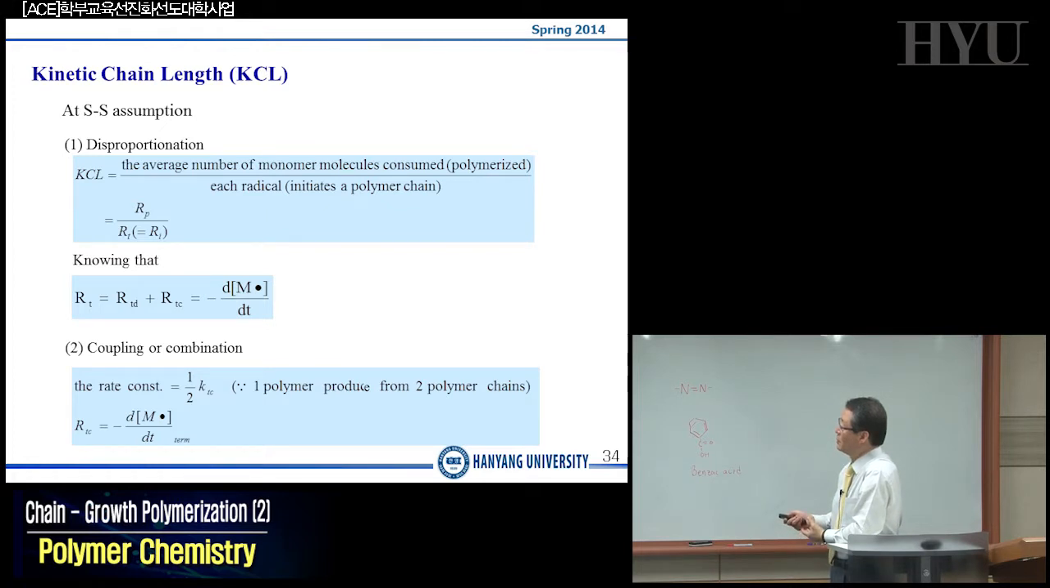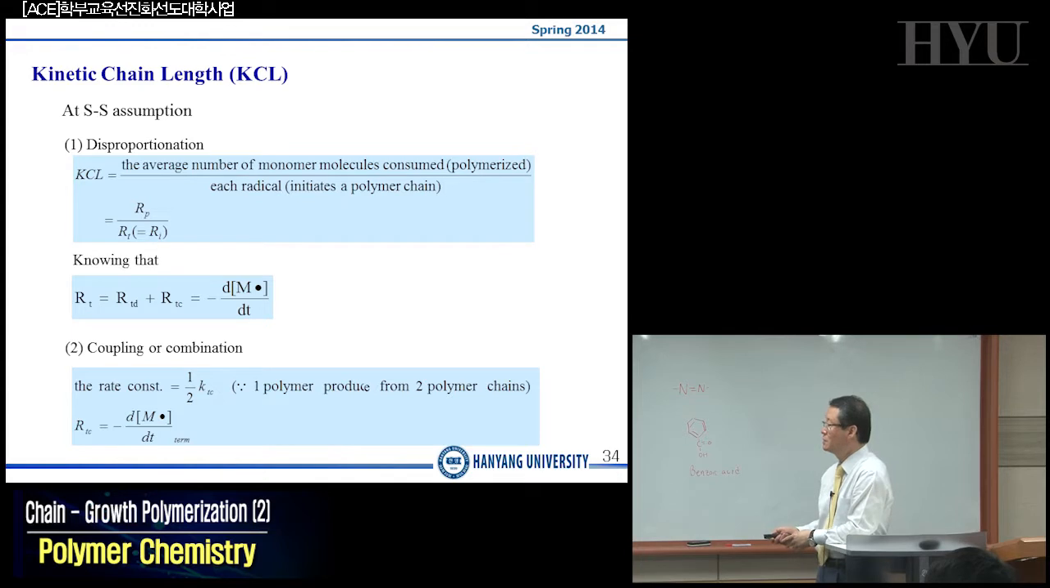Okay, so in this case, the KCl is equal to Rp divided by Ri or Rt, because at the steady state assumption, Ri is equal to Rt. So KCl is defined again as Rp divided by Rt or Ri. And we knew that Rt is equal to Rtd plus Rtc.